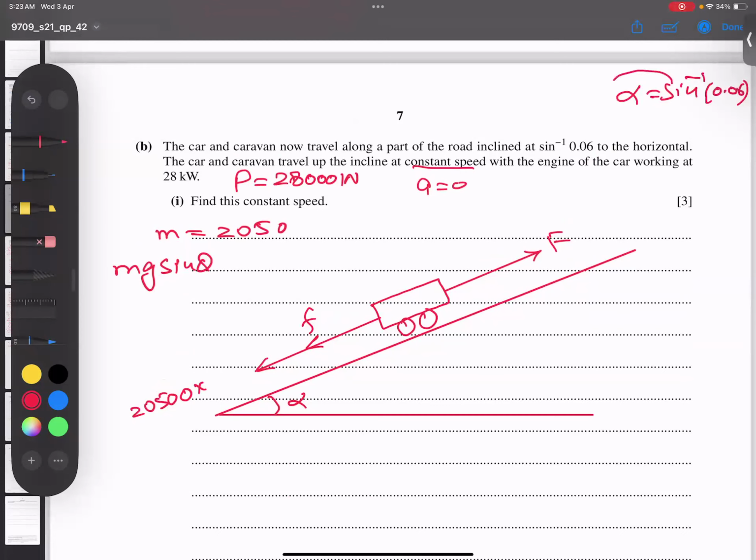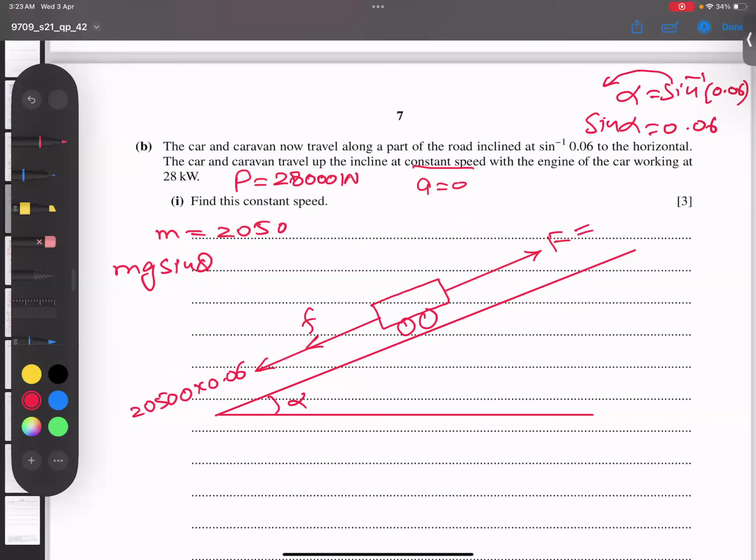If I bring sine inverse on this side, it becomes sine alpha equal to 0.06. So this is the value for this part. That is why I'm writing 0.06. I repeat, mass is 2025, this 10 comes from gravity, and this is coming from sine alpha. You can see from here even. So I think the point is very clear.